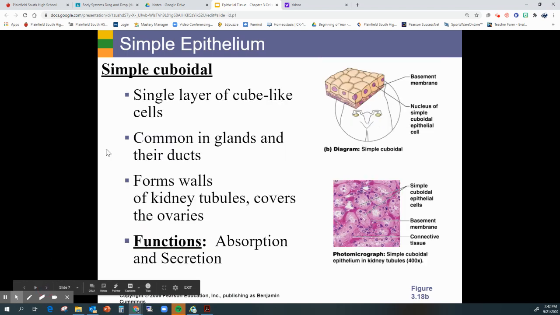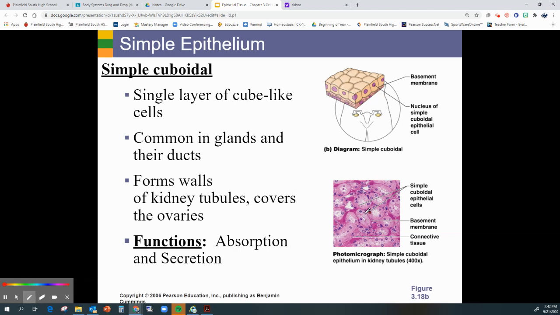All right, simple cuboidal is next. Simple cuboidal again is just a single layer, this time of cube-shaped cells. We usually find these in ducts and glands. They form the walls of both the kidney tubules as well as cover the ovaries. You can see the example right here. You can see the apical surface is actually in the center on these, and then they are just simple basic cube-shaped cells.